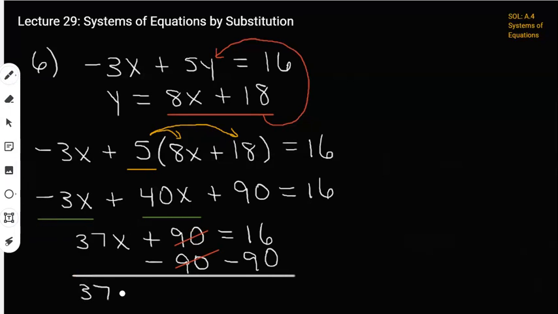And then I get 37x is equal to a big negative number. So 74, negative 74. Yep, that works out nicely. Because what you'll notice is this negative 74 can be evenly divided by 37. So you're going to get that whole number that you want.